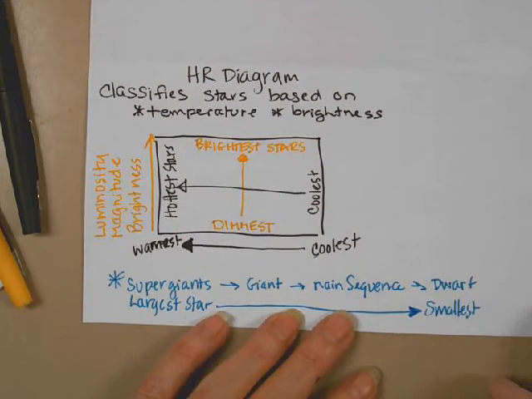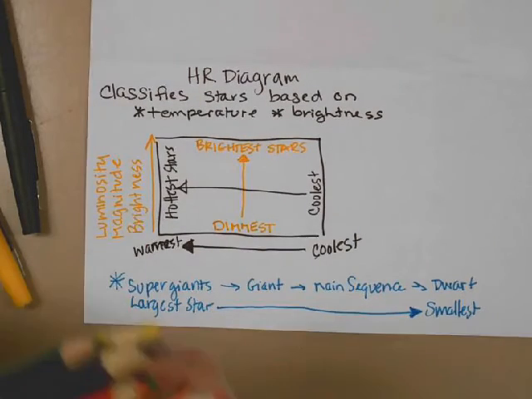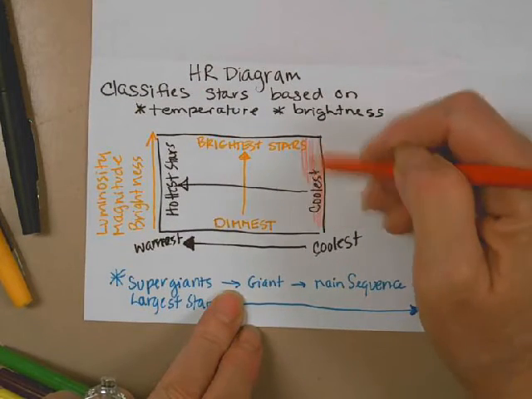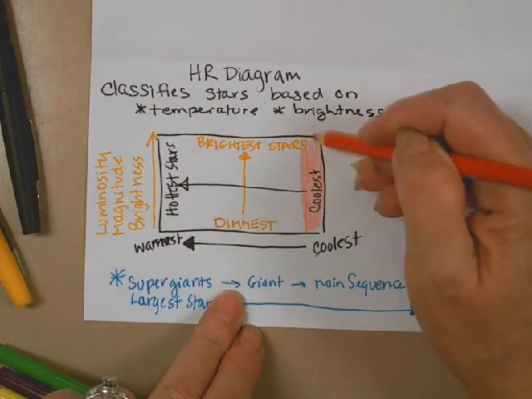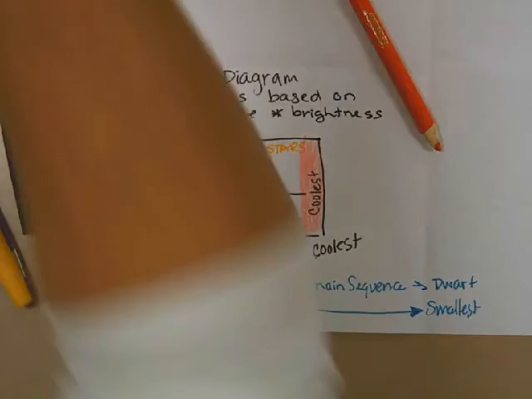Okay, color. Remember, there is a color component here. The red stars were the coldest stars, and the blue stars were the warmest stars. So once you have this, you were able to color code. Red to orange. Let's see, where's orange?